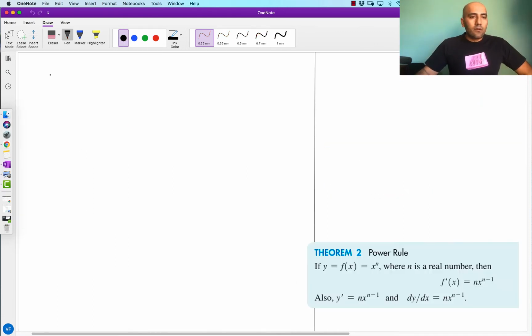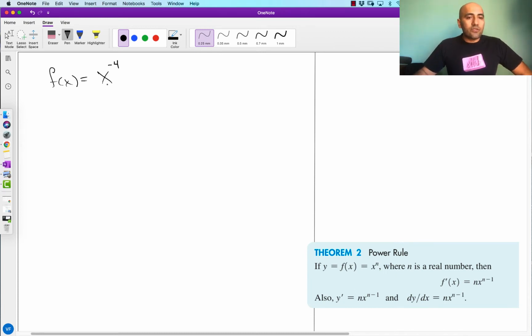Let's try another one. What if f of x was equal to x to the power of negative 4? It doesn't have to be positive constants, natural values or counting numbers. It could be integer values as well.